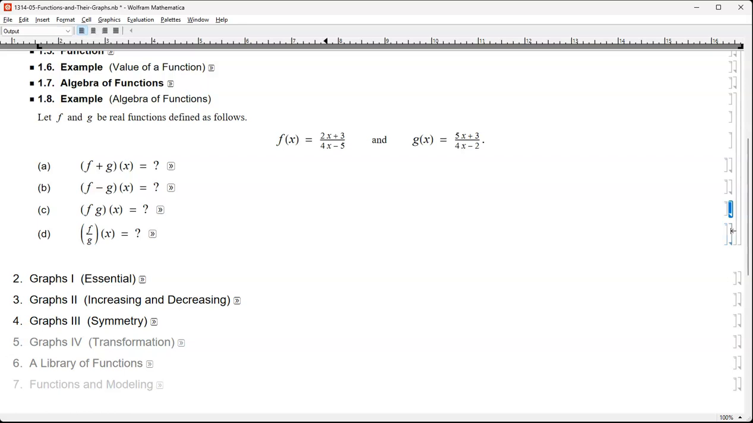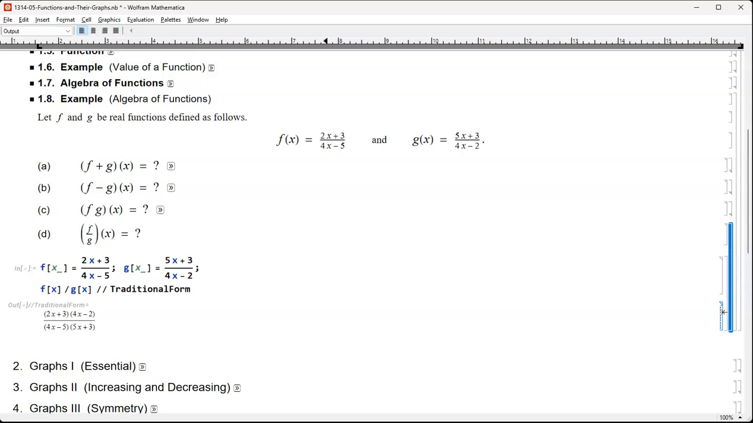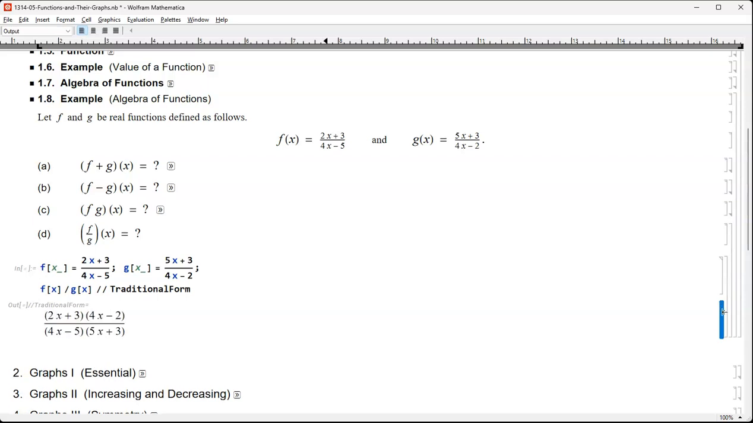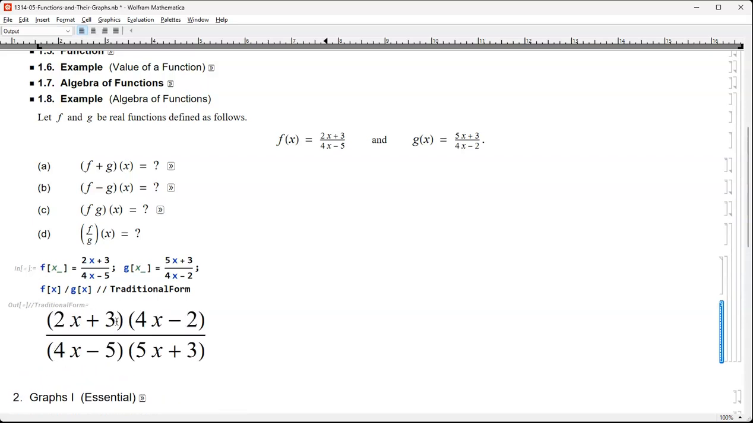Finally, division. This may be a bit worthy, because dividing means multiplying the reciprocal. So 2x plus 3, 4x minus 5 are the same, but 4x minus 2, 5x plus 3, we took the reciprocal. So denominator became numerator, numerator became denominator.